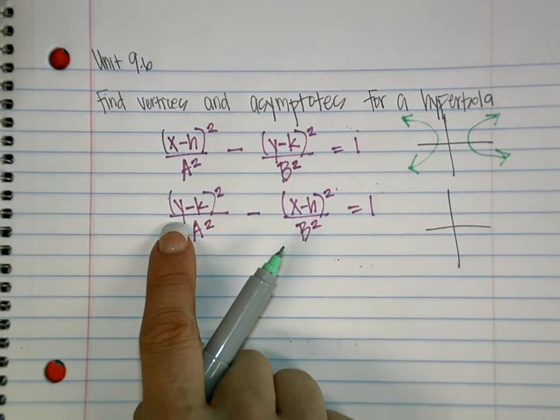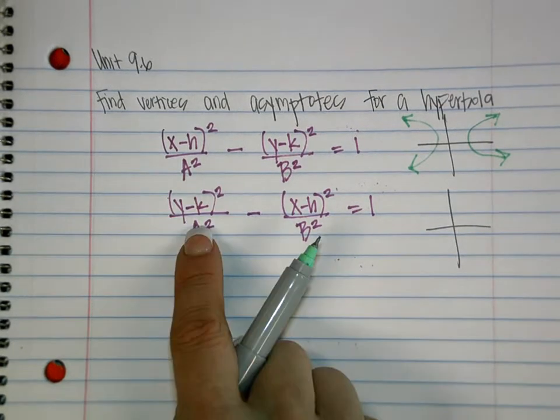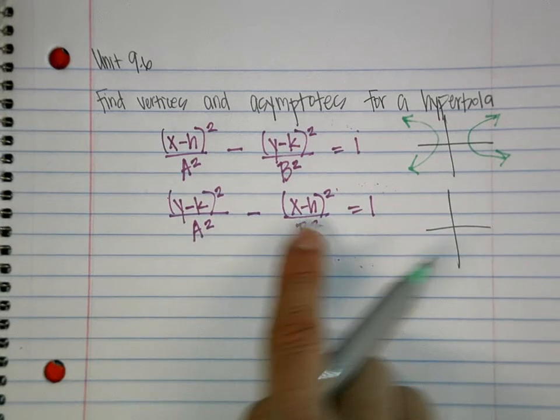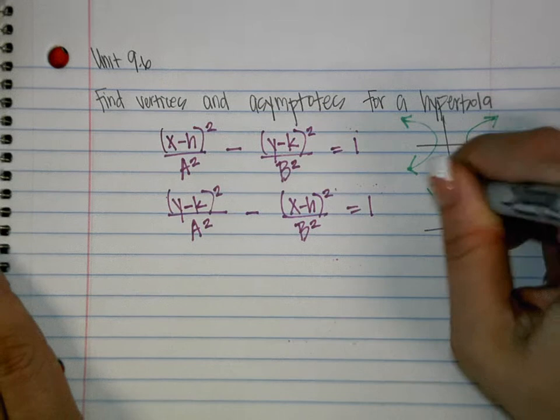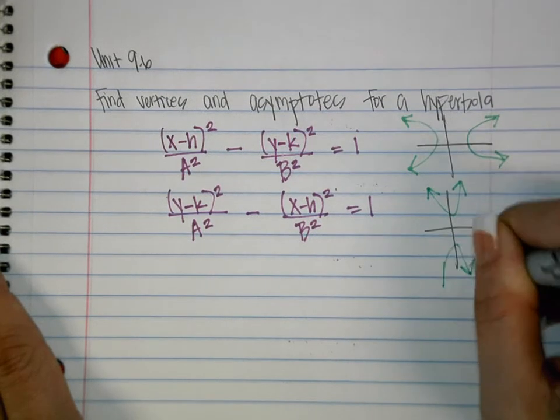Now, if y is first, that would mean that the y term is positive, the x term is negative. So this is what I would call a y hugger. It wraps around or hugs the y-axis.